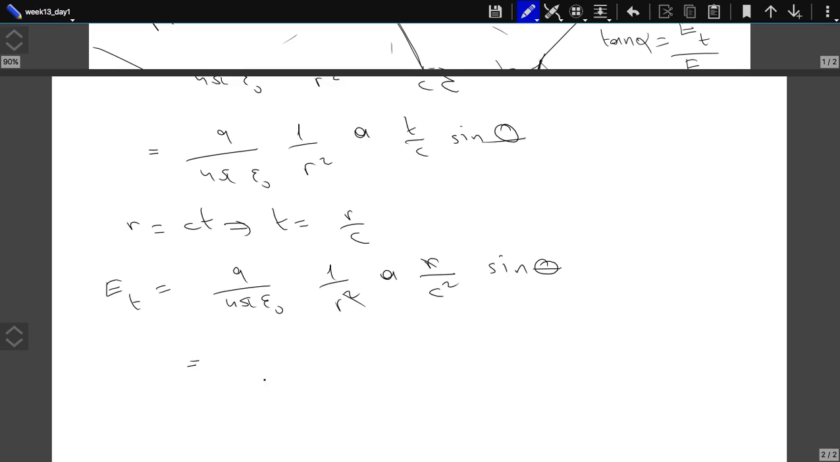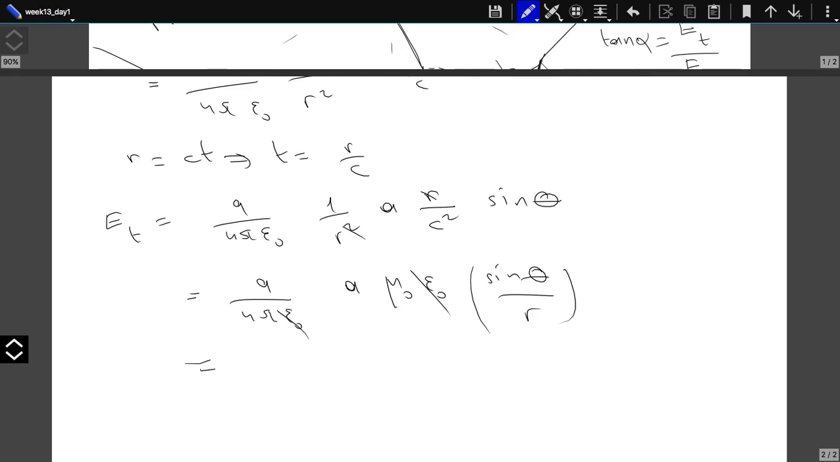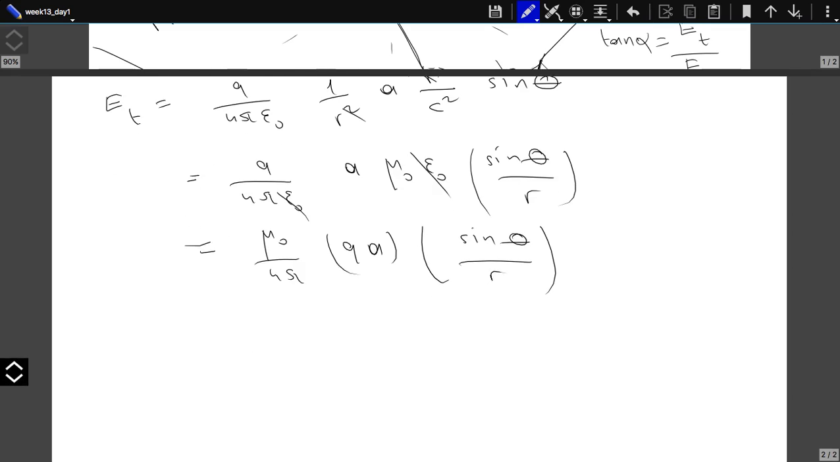Well, these r's I can cancel, so what I end up having is q over 4 pi epsilon 0, a, 1 over c squared is just mu 0 epsilon 0, sine theta over r. Epsilon zeros I can cancel. This is mu 0 over 4 pi, q times a, sine theta over r. Well, q times a, by the way, this a is not the a at the time t. That is the acceleration at the time t minus r over c.